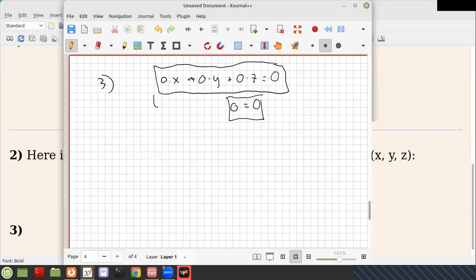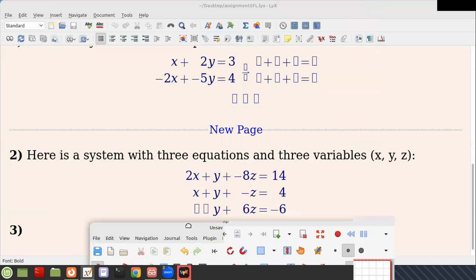Now, once you find those values, you want to write them as a set of vectors. So this is really a problem of realizing what the solution is, and then how do I convert that into a set of vectors? So that's going to be number 3 here.